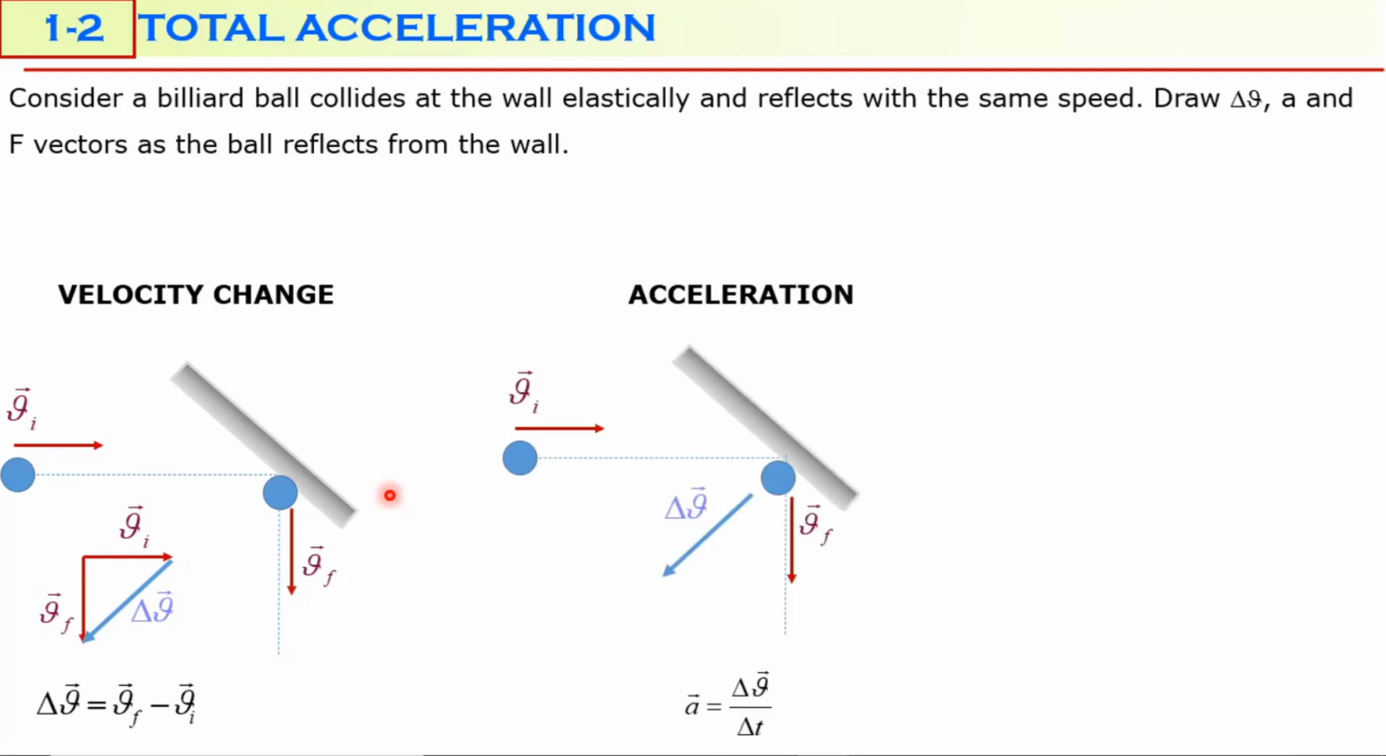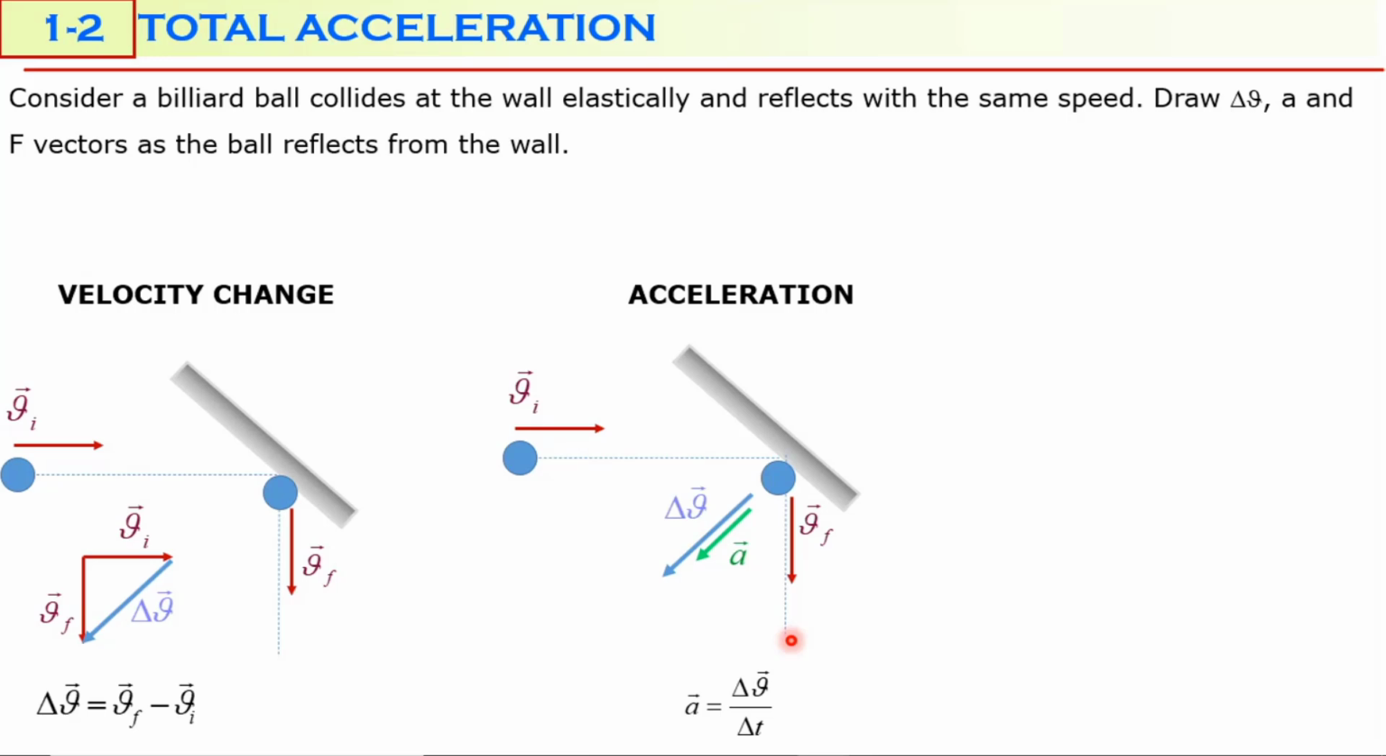So let's apply Newton's definition of acceleration. What is the definition of acceleration? Delta V divided by delta T is A. And always A and delta V are in the same direction. That's why the acceleration of the ball as it reflects from the wall will be in the same direction of delta V. And of course, something must cause this object to change direction.